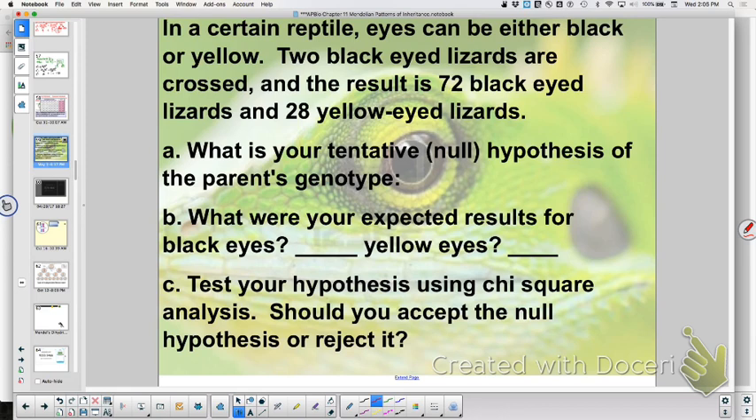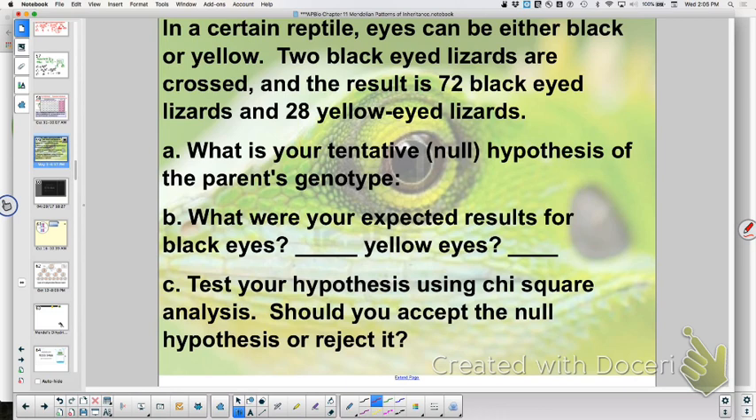Well, let's think it through. That would mean black eyes are recessive. You've got two recessives, like two blue-eyed people. Are they going to have brown-eyed children? No, not unless these lizards are moving around, right?